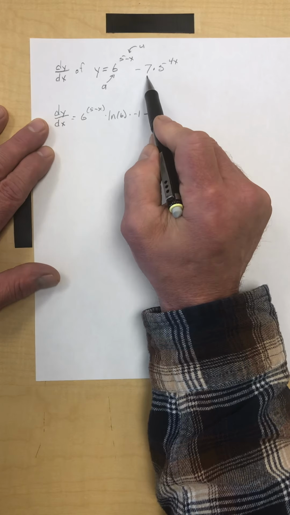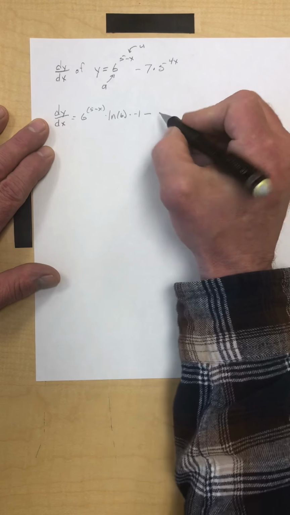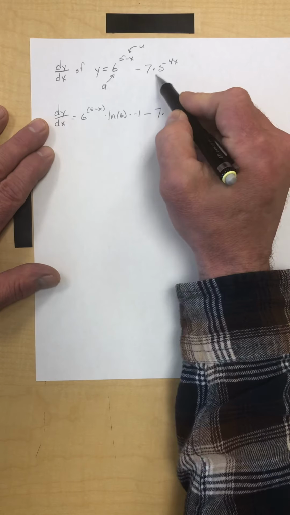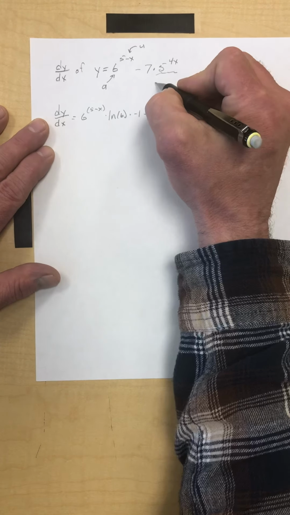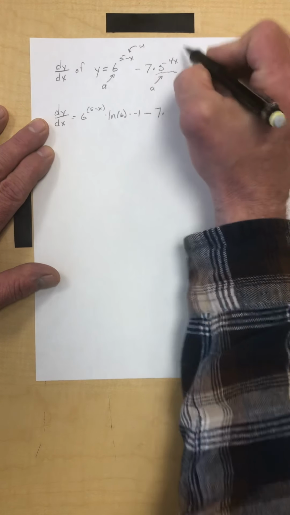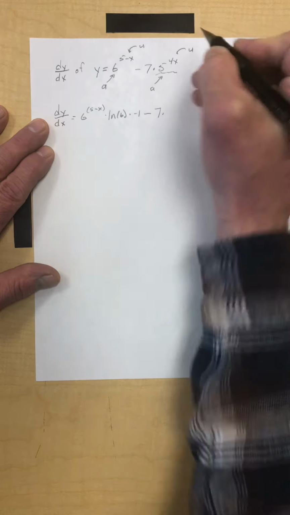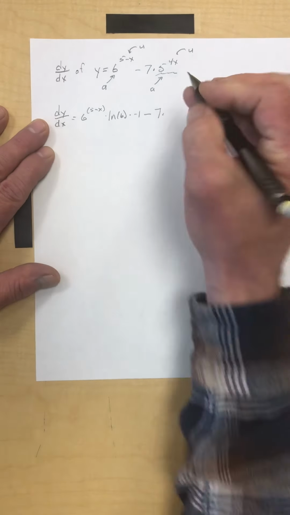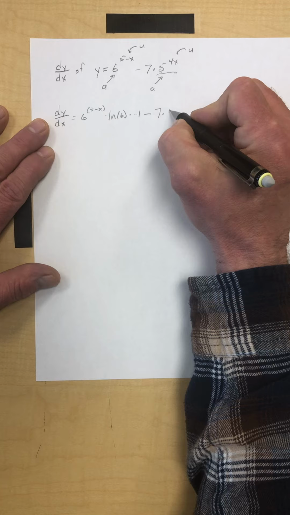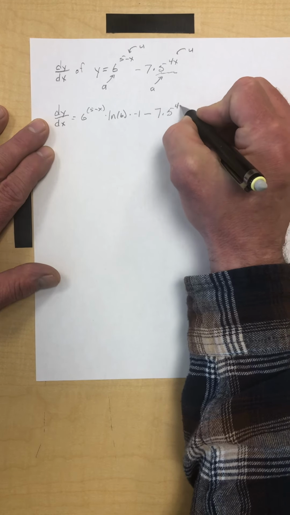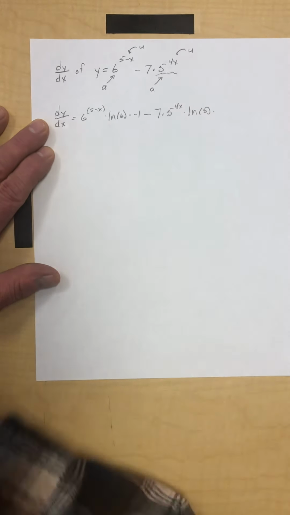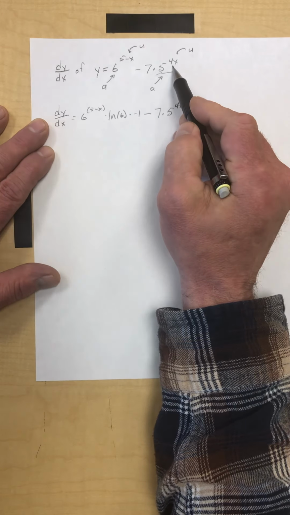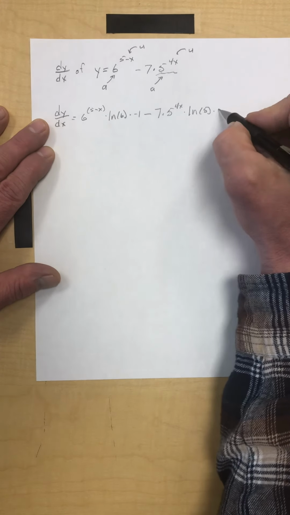Now right here we have a constant multiplier of 7, so that guy just stays out front. And then I take the derivative of 5 to the 4x power. So again, your a right here is your 5, and your u is your 4x. So we go a to the uth, so 5 to the 4x power, times the natural log of a, so it'd be the natural log of 5, times the derivative of u, which would be 4x, so we take the derivative and we get 4.